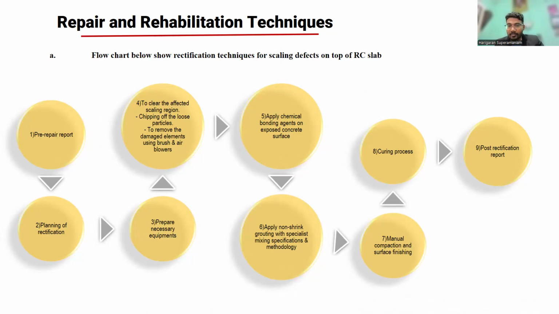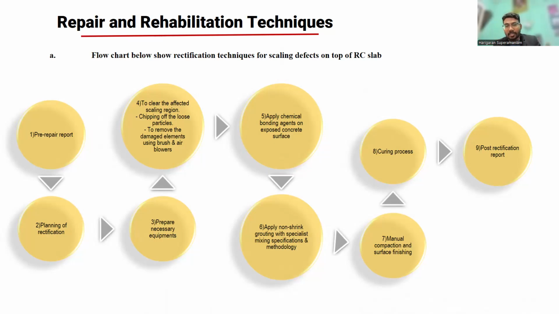Then we have to apply the non-shrink grouting, and the non-shrink grouting is subject to the manufacturer's and the specialist's specification and methodology.